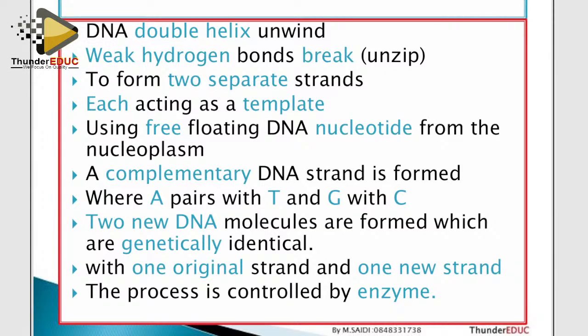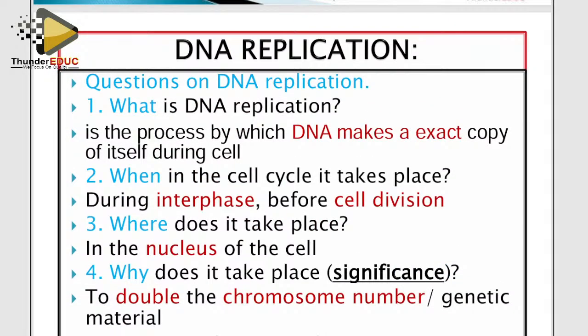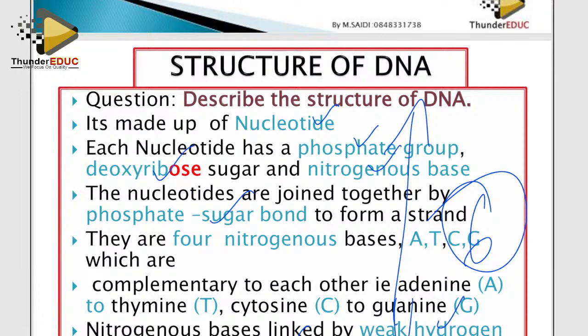DNA is a double helix with the complementary base pairs. It's made up of nucleotides. Each nucleotide is made up of phosphate, sugar, and nitrogenous base. Then the nitrogenous bases are adenine, thymine, guanine, cytosine. Adenine is complementary to thymine, and guanine is complementary to cytosine, so you explain the structure of DNA.